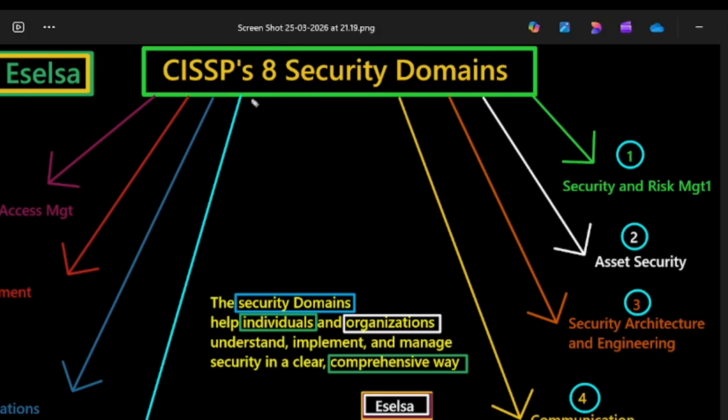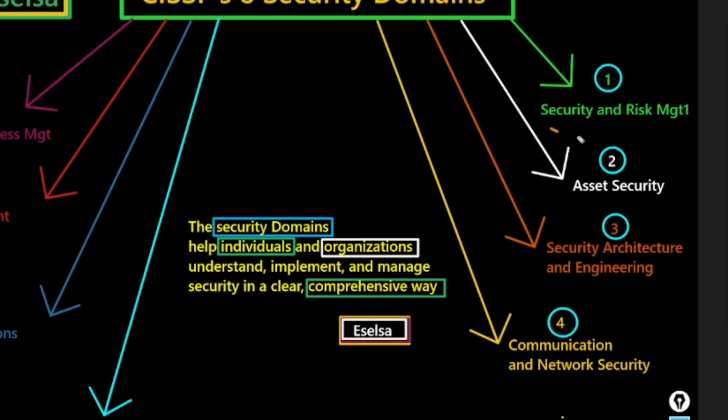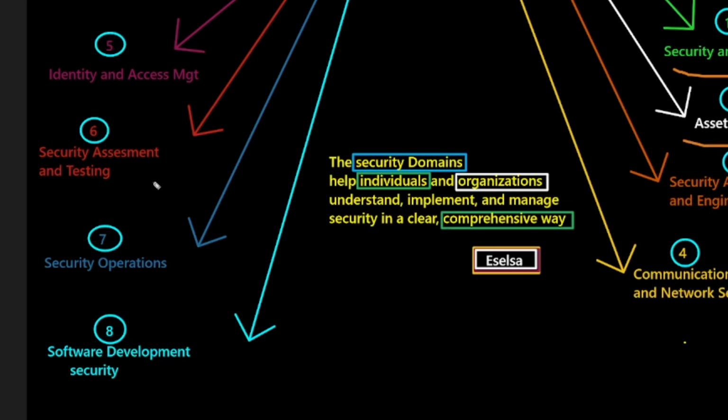According to CISSP, cybersecurity is grouped into 8 domains. The first one is security and risk management. The second one is asset security. The third one is security architecture and engineering. The fourth one is communication and network security. The fifth one is identity and access management, the part we call IAM. The sixth domain is security assessment and testing, and this is where penetration testers and ethical hackers are placed. The 7th domain is security operations, and the 8th domain is software development security.